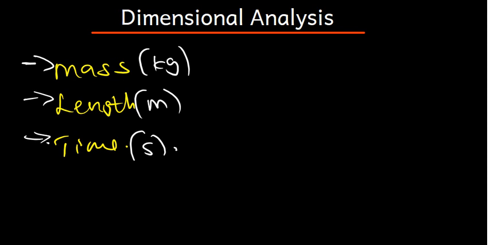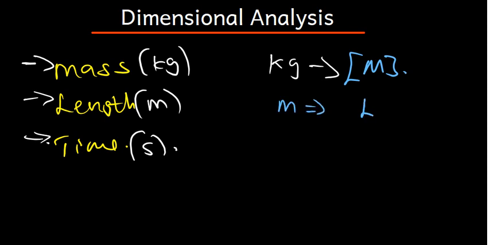Now, when it comes to dimension analysis, what you need to understand is that when you see the mass, which is in kgs, we have to represent it with capital M. When we see the length, we represent it with L. Then when we see the time, which is in seconds, we put T. Okay, that is very, very much important.